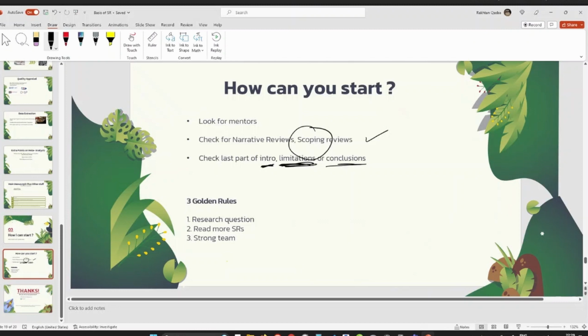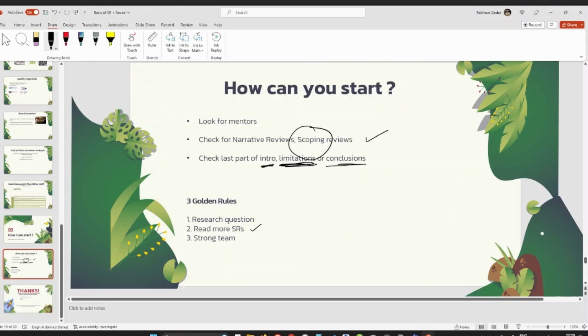Any questions you have, any problem you have in any method, any step, use the second rule from my side: all your questions will be answered in the systematic reviews that are out there. Read these different systematic reviews and meta-analyses. All your questions are already answered in systematic reviews that have been done.